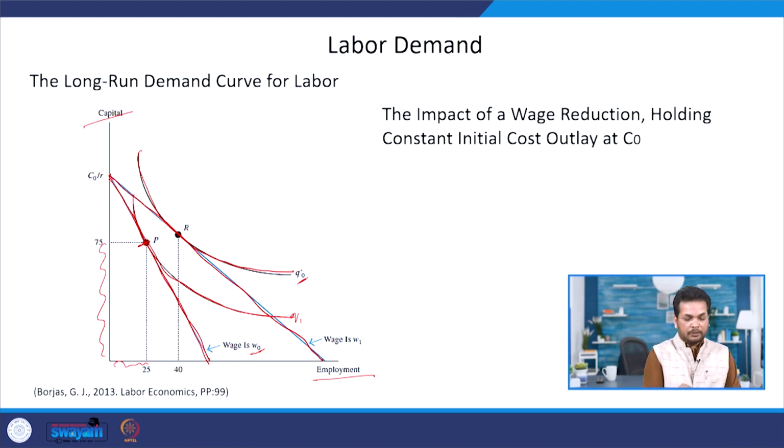So, now the farm has moved from point P to point R, the employment has increased. When we are doing this kind of exercise, we have to be extremely careful when we are drawing this new isocost line, because the obvious way of shifting this isocost line is also the wrong way of shifting it. As we have seen in the figure, we may want to shift the isocost by rotating it around the original intercept, which is C0 by r.